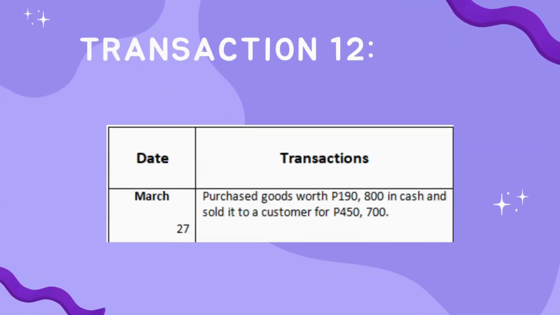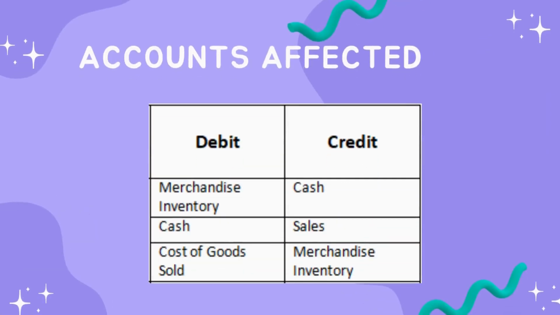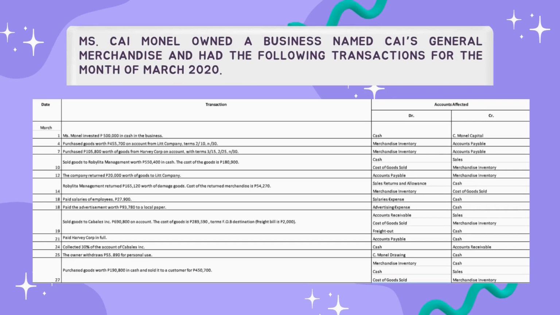Transaction 12, March 27. Purchased goods worth 190,800 in cash and sold it to a customer for 450,700. Accounts affected in debit are merchandise inventory, cash, and cost of goods sold. And the accounts affected in credit are cash, sales, and merchandise inventory. These are all Ms. Kai Monell's business transactions from the month of March 2020 and the accounts affected.